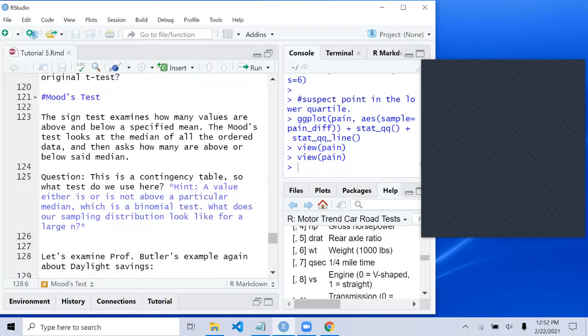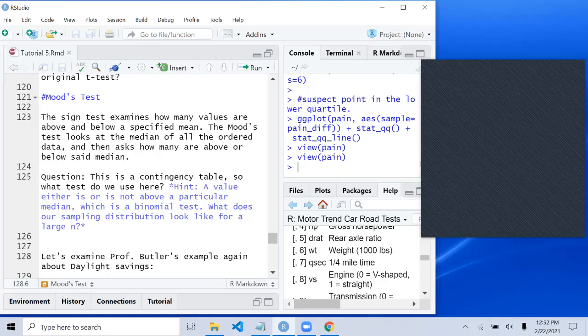So this means that it's a bit of a different test, right? The sign test uses the binomial distribution. The Mood's test is using a different distribution. It's not using the binomial, right? So remember, the binomial distribution is like yes or no, above or below the median. This one is not using the binomial test. It's using the chi-square test.